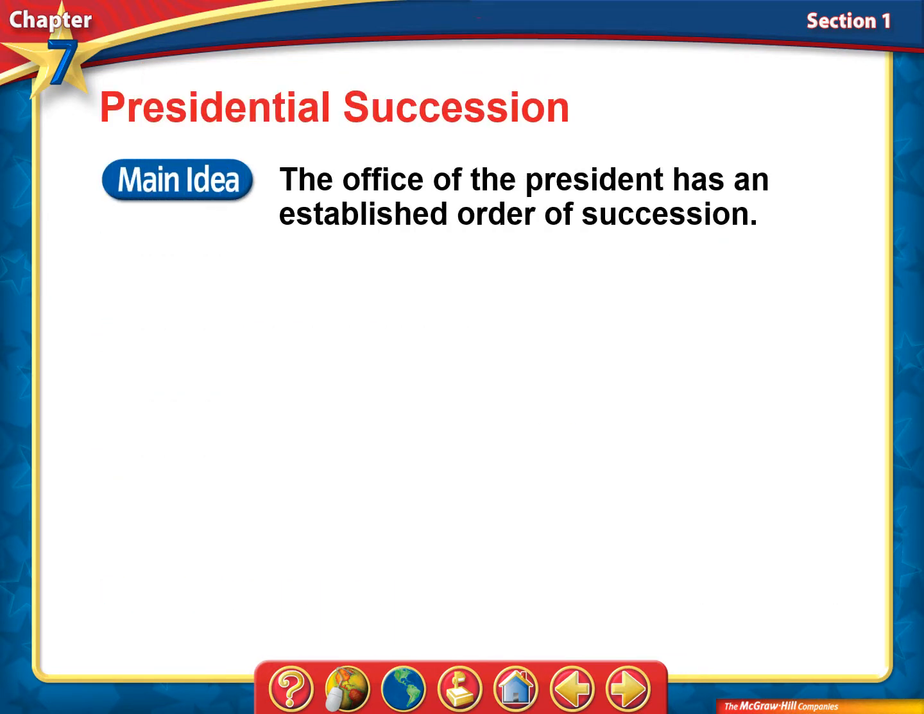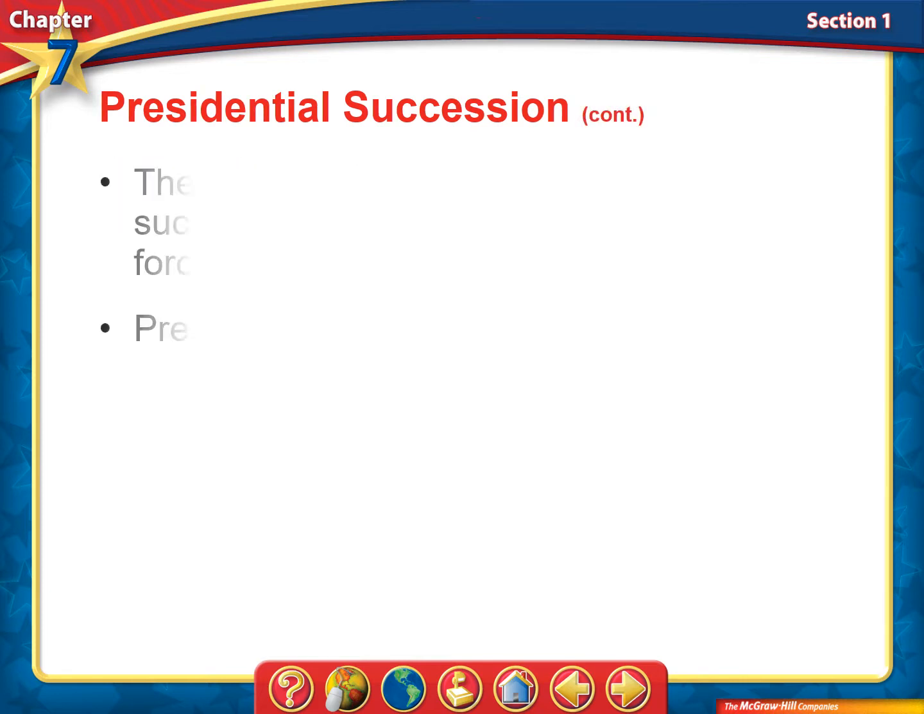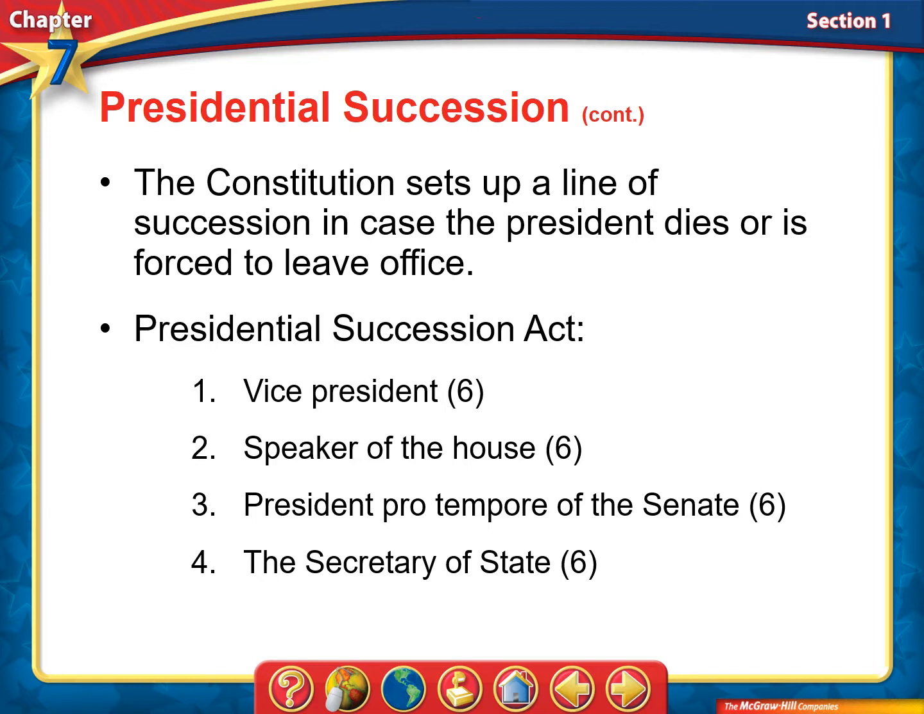Now, what happens if the president dies and then the vice president dies? And again, this is a scenario that we have to plan for, unfortunately. And so the Presidential Succession Act developed this.